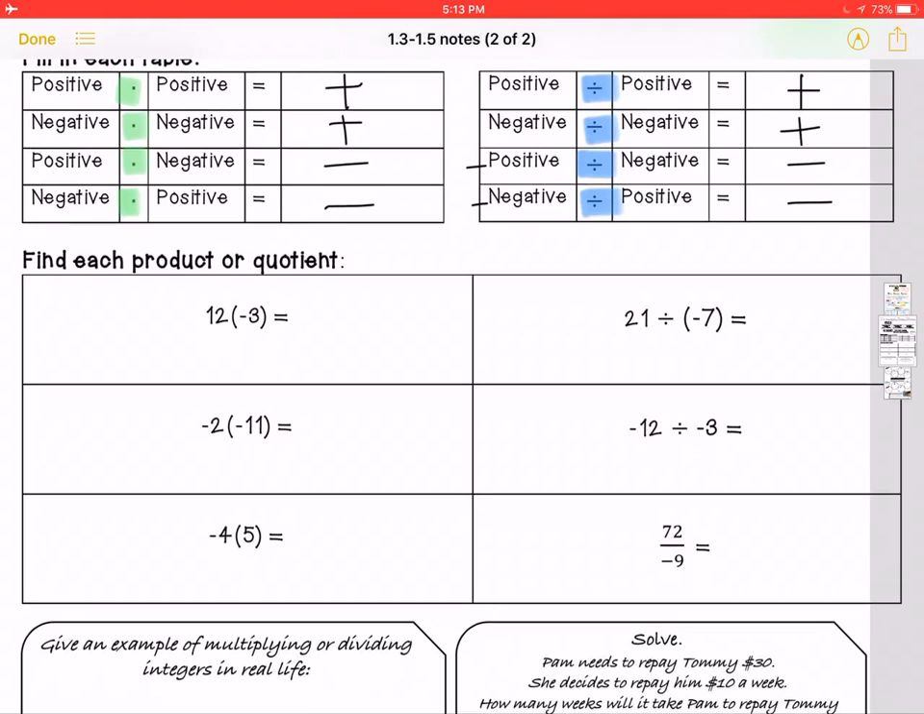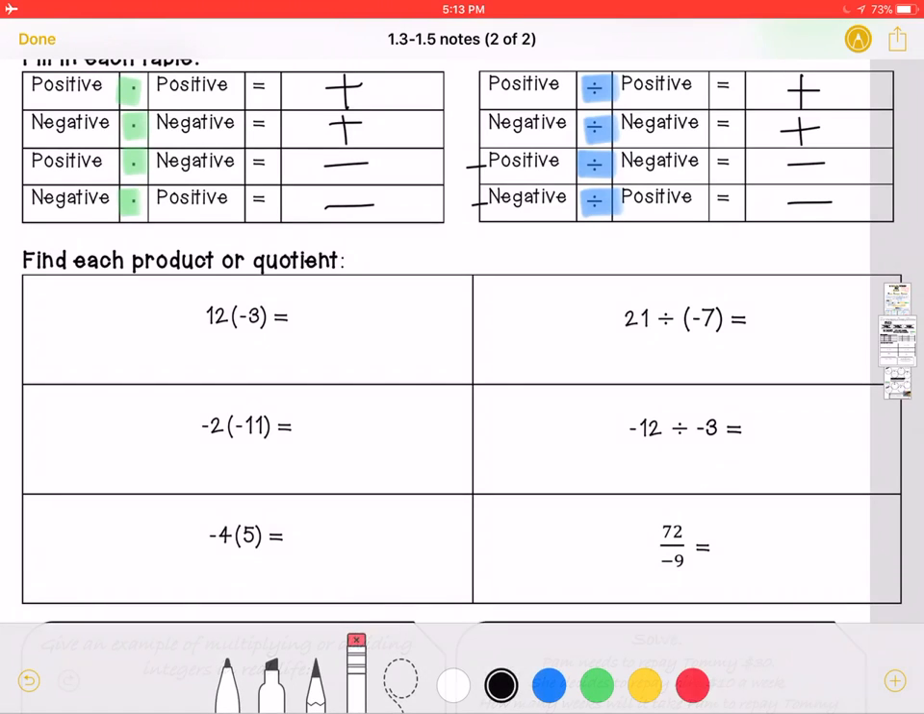Now remember, this is a video. If you need to stop and pause and continue to write down or make a note, do that. Don't just continue on with me. Do what you need to do. So let's find each product or each quotient, depending on what we're doing.